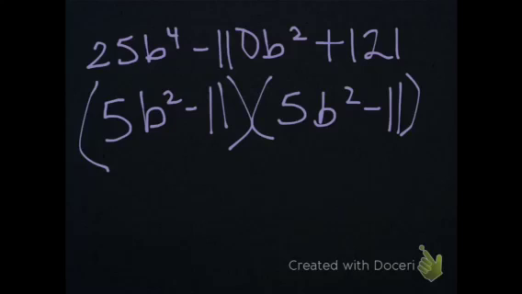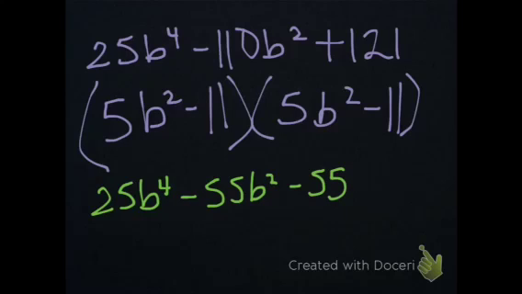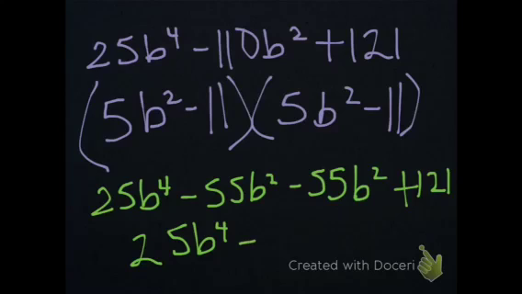And now we will check our answer. 5 times 5 is 25b to the 4th. Subtract 55b to the 2nd. Subtract 55b to the 2nd. Plus 121. 25b to the 4th, subtract 110b squared plus 121 gets us back to the formula that we had at the beginning term. So we know that the answer for the FOIL would be 5b squared subtract 11.